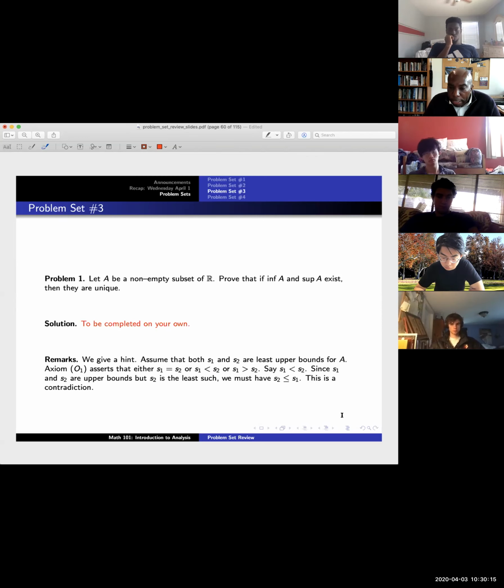Well, if they're not equal, then say S1 is less than S2. So that would be this one here. Well, the problem is that S2 is the least upper bound, so S2 has to be less than or equal to S1. And of course, that's the contradiction.